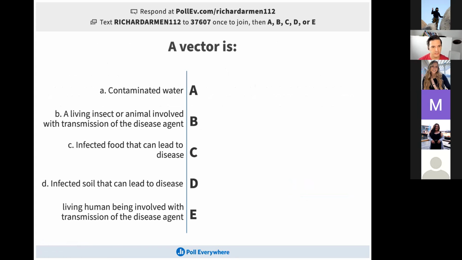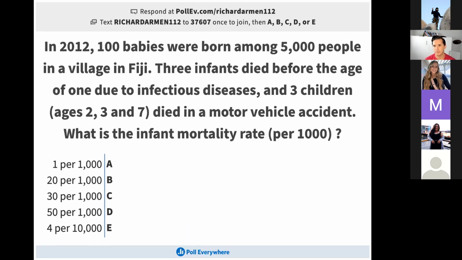I'm going to skip this question just for sake of time, because it's a fairly easy one. What is a vector? But just make sure you know what a vector is. So a vector is a living insect or animal involved with transmission of a disease agent. That's part of infectious disease epidemiology lecture. So let's go to this one.